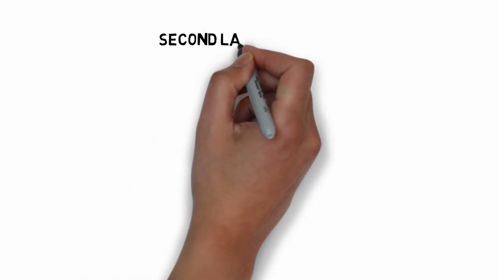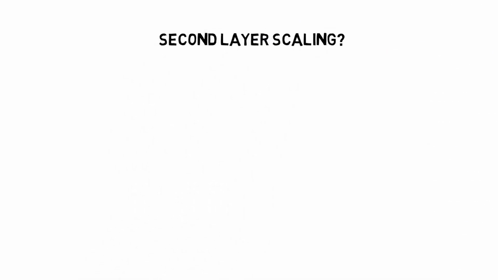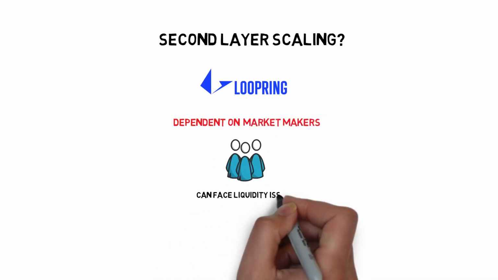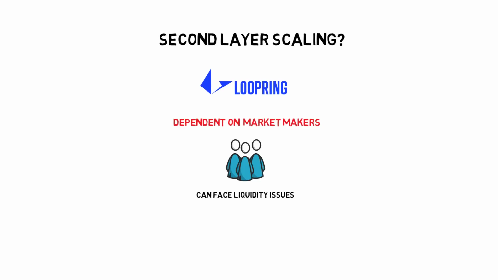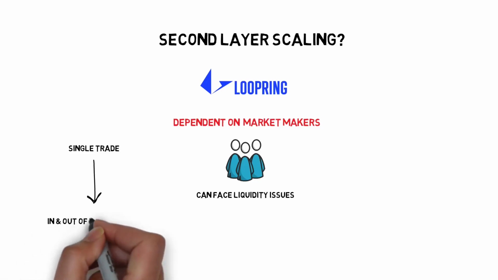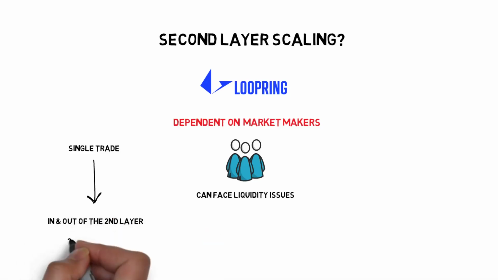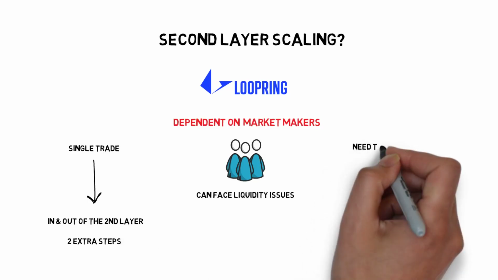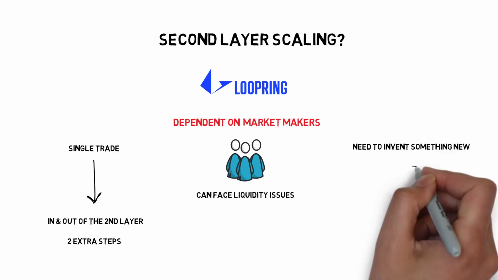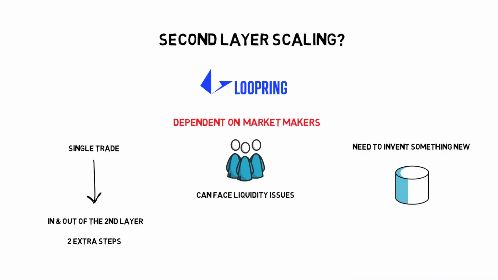How about the second layer scaling then? Some of the second layer scaling projects like Loopring look promising, but even they are still dependent on market makers and they can face liquidity issues. On top of that, if a user wants to make only a single trade, they would have to move their funds in and out of the second layer, which adds 2 extra steps to their process. This is exactly why there was a need to invent something new that can work well in the decentralized world, and this is where liquidity pools come to play.